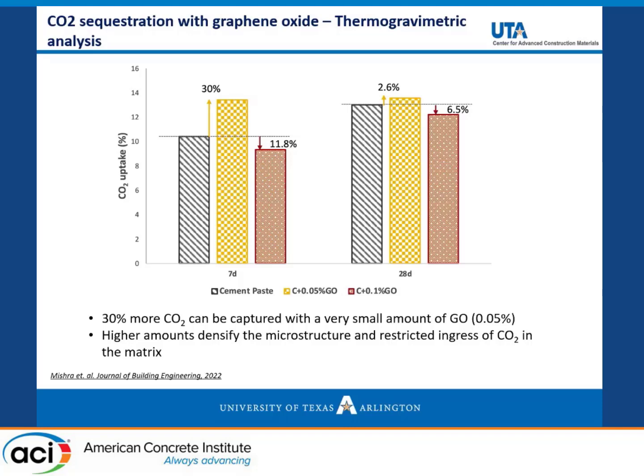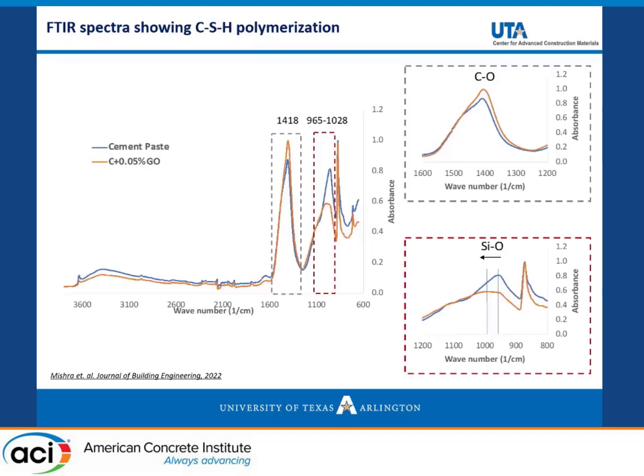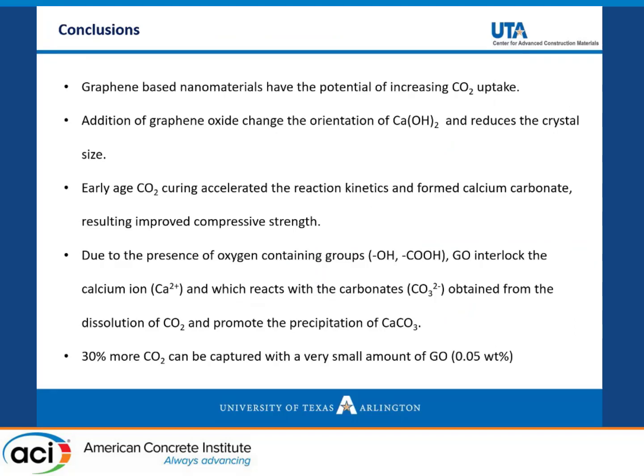And as I mentioned earlier, GO increases polymerization also. This is the FTIR result. You can see there is more calcium carbonate at the top, and there is a shift in the silica-oxygen bond indicating higher polymerization.